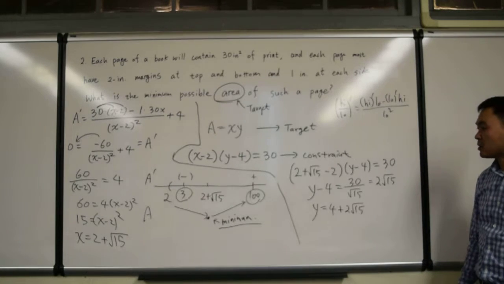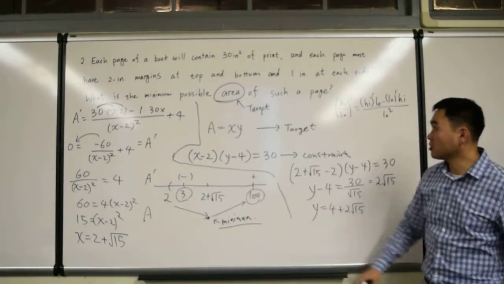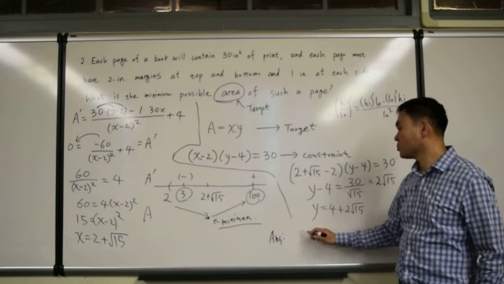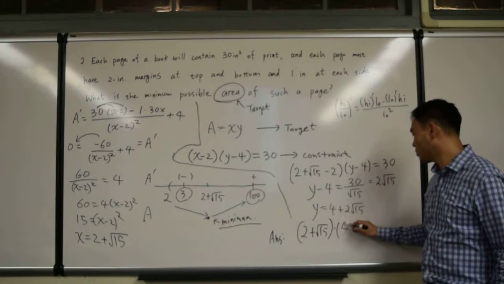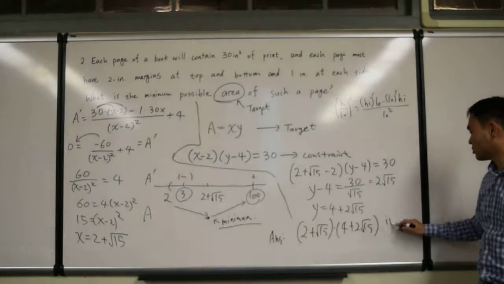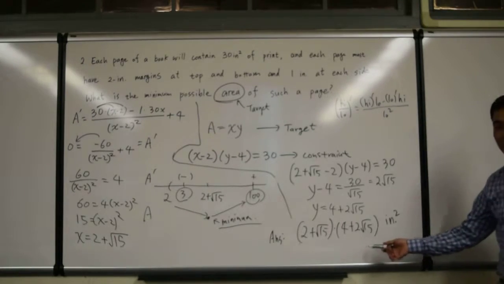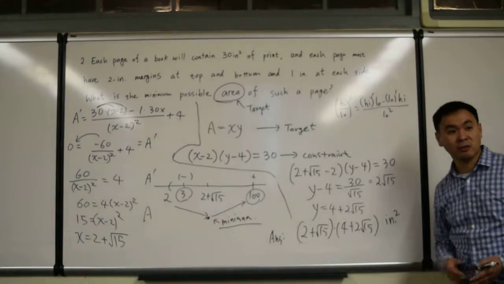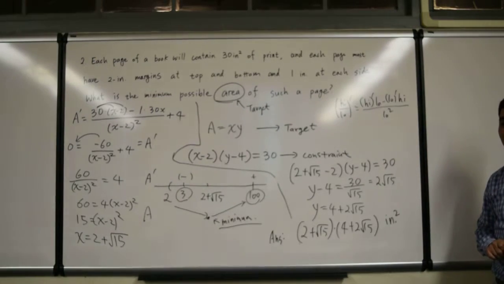And then finally, your target value, the minimum possible area itself, the answer is 2 plus square root of 15 times 4 plus 2 radical 15. And this is in square inches. Right, I should have pulled my calculator out, but you should use your calculator to figure out what this area is in decimals. That will give you the approximate value.